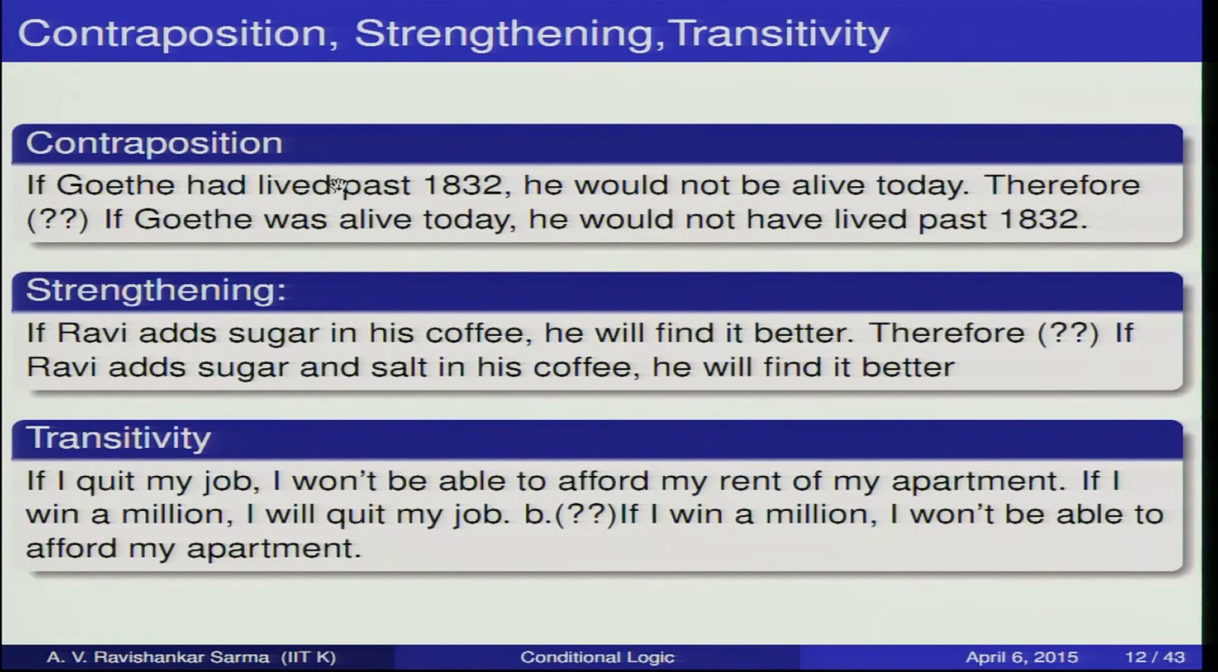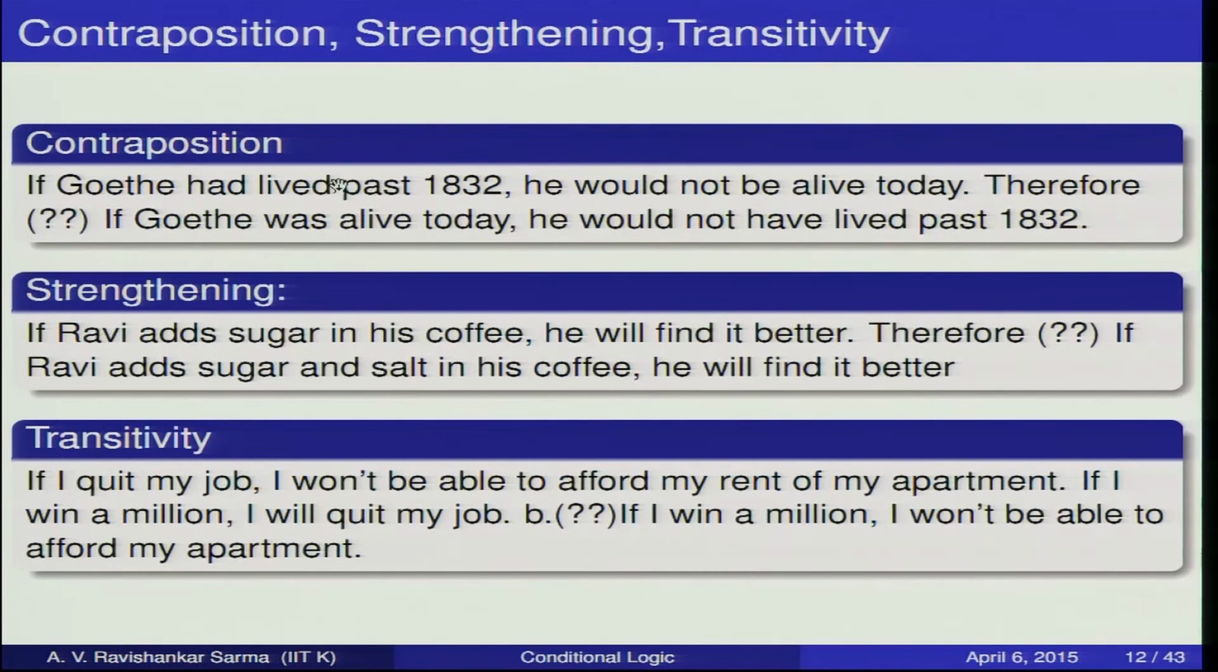Now transitivity is like this: if I quit my job, I won't be able to afford the rent of my apartment, because I don't have money to afford it. And the second statement is, if I win $1 million in a lottery, I will quit my job. I don't have to do any job, so I will quit my job. So it is like A implies B and B implies C. So that means if I win $1 million in the lottery, then I won't be able to afford my apartment.